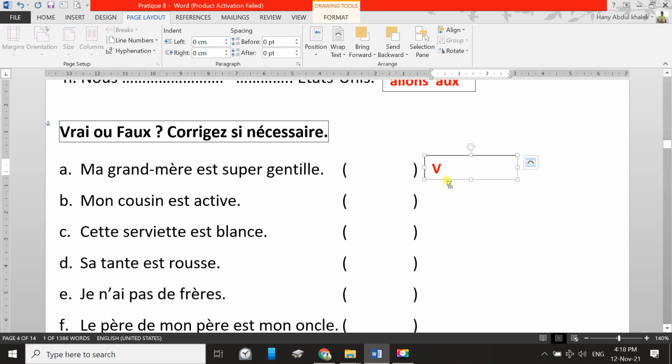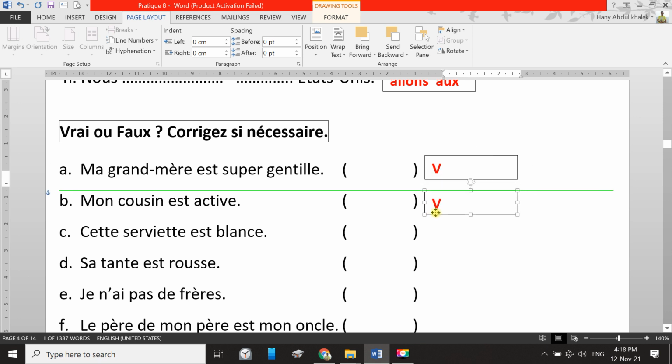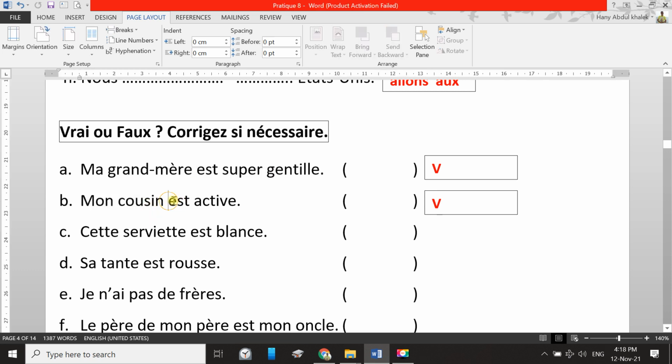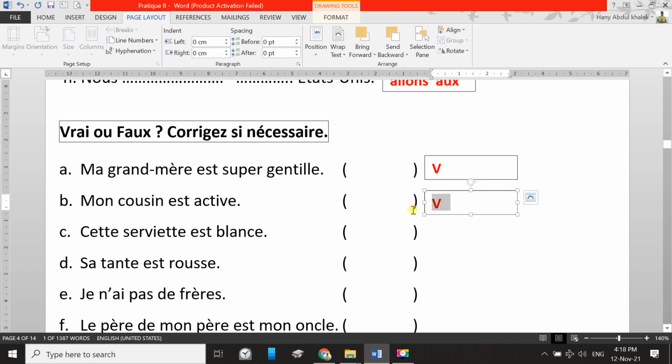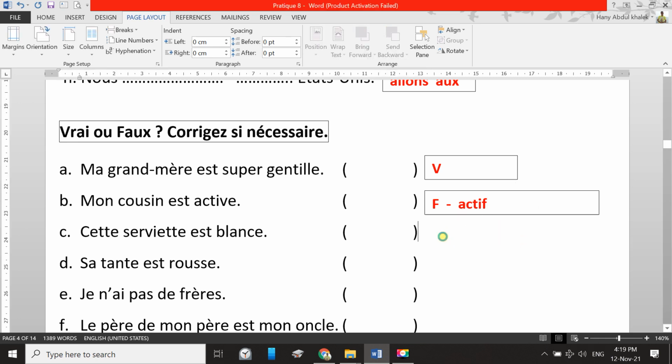Okay, vrai. Next, letter B, mon cousin est active. Mon cousin is masculine singulier, and the verb is conjugated well with mon cousin, with il or elle or on. And here active, it's with VE. The VE is for a girl, but this is a boy, so this sentence is faux. And if it's faux, we need to correct it. Okay, corrige. Il est actif. Okay, it has to be actif with F like that.